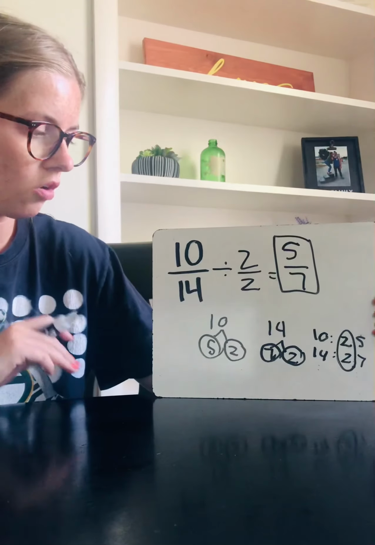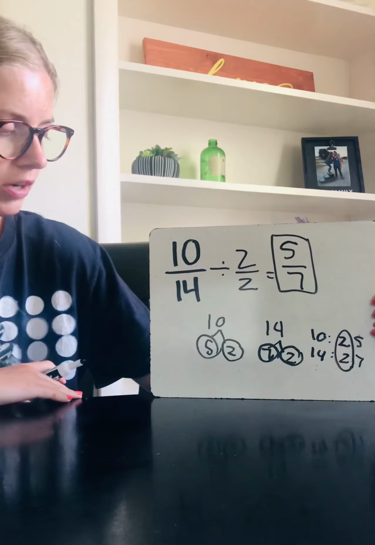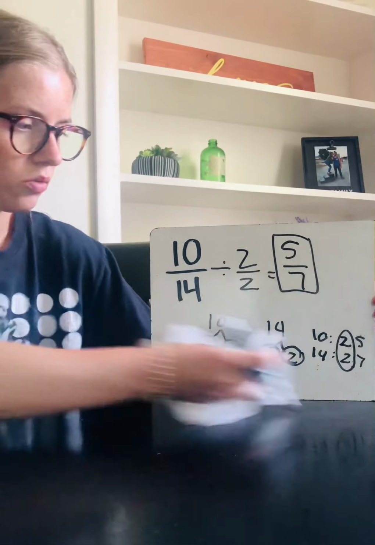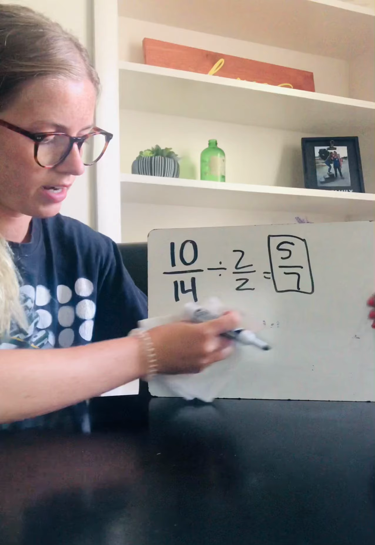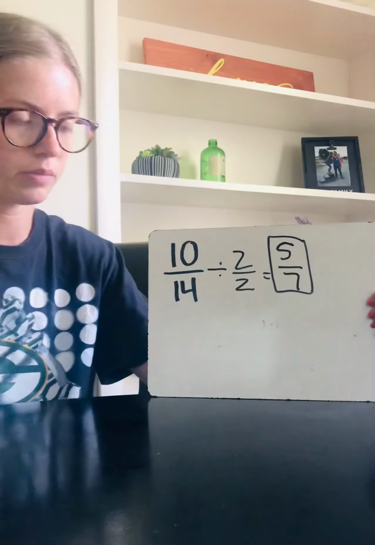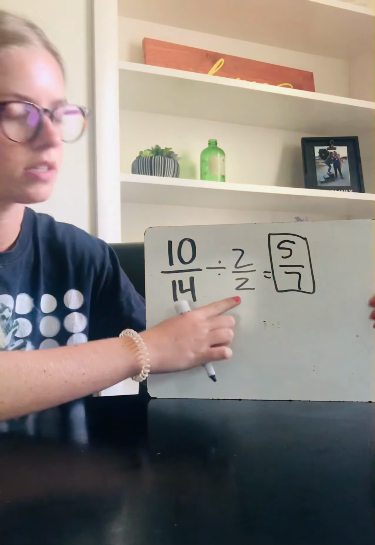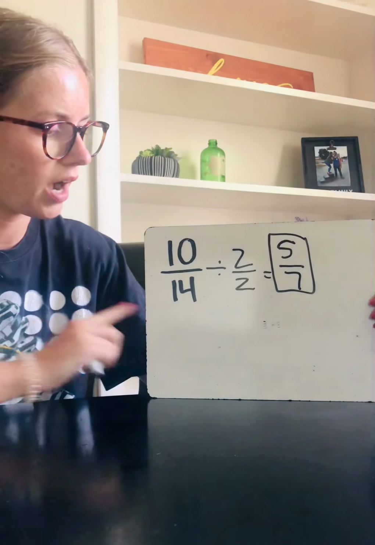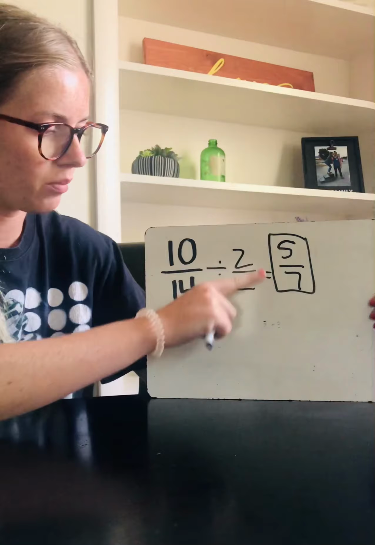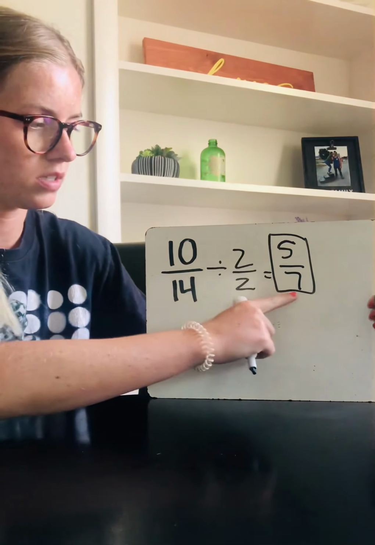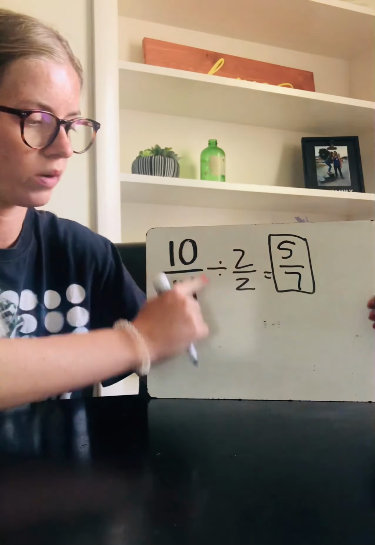Some students know right away that they need to divide the numerator and denominator by 2. So you can skip this step if you don't need it. If you know right away what the biggest number you can divide your numerator and denominator by is, then you can just skip right to this step. Try to focus on remembering to show what you're dividing by. Don't just write 10 fourteenths equals 5 sevenths. Try to show me what you're dividing by.